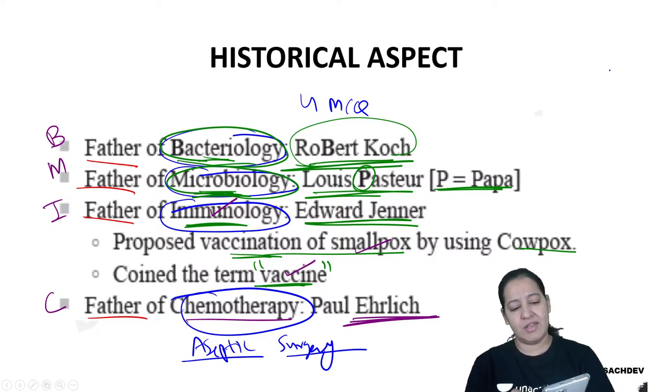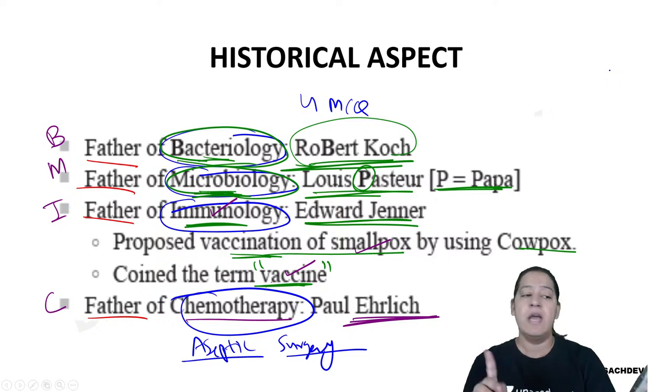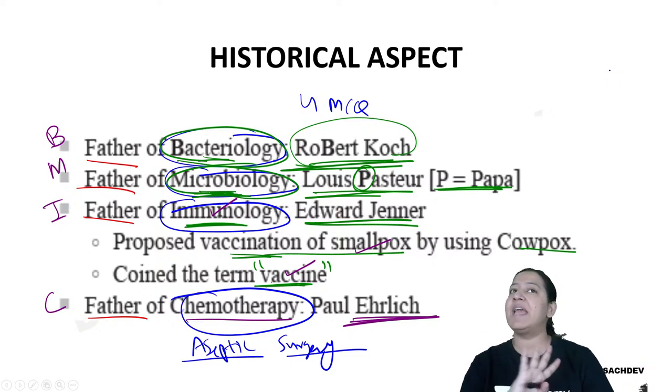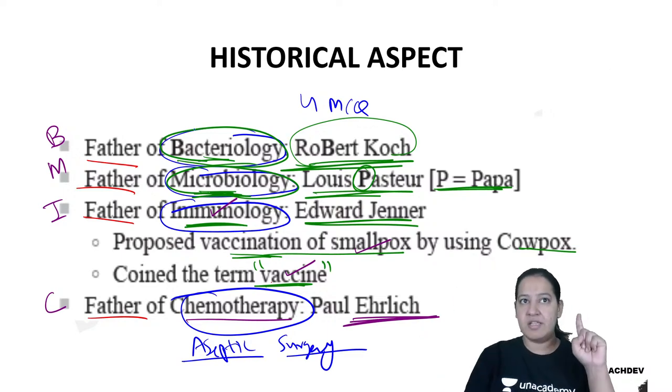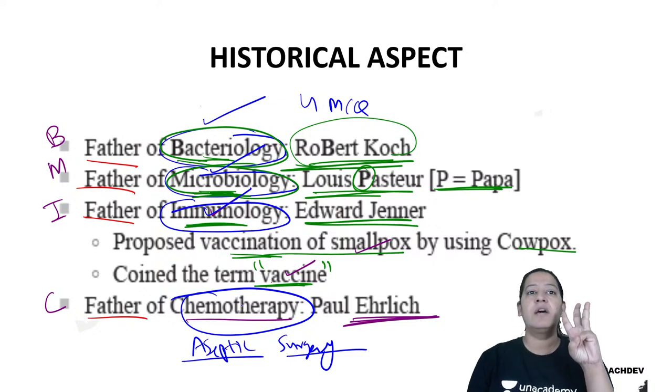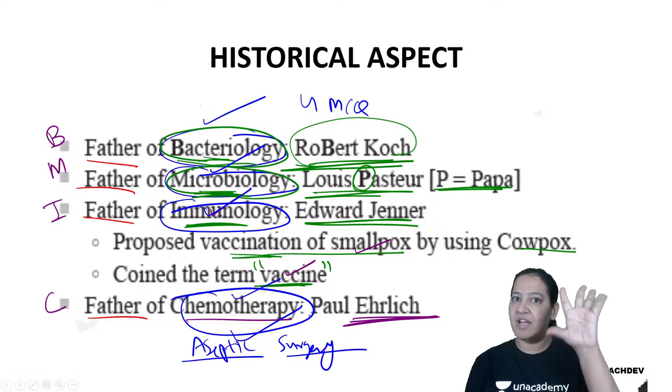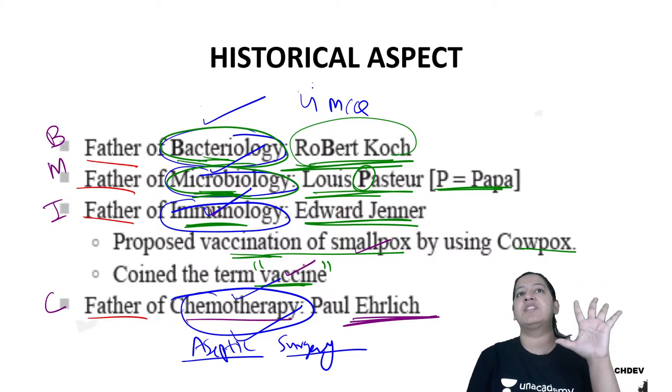So on history, itne hi questions aayenge in your exam. No other question in your exam will come from history. So that is the first chapter. All fathers together, five fathers: father of bacteriology, father of microbiology, father of immunology, father of chemotherapy, father of aseptic surgery. Five fathers, five scientists. So learn these. Yahan se 5 MCQ ban gaye.